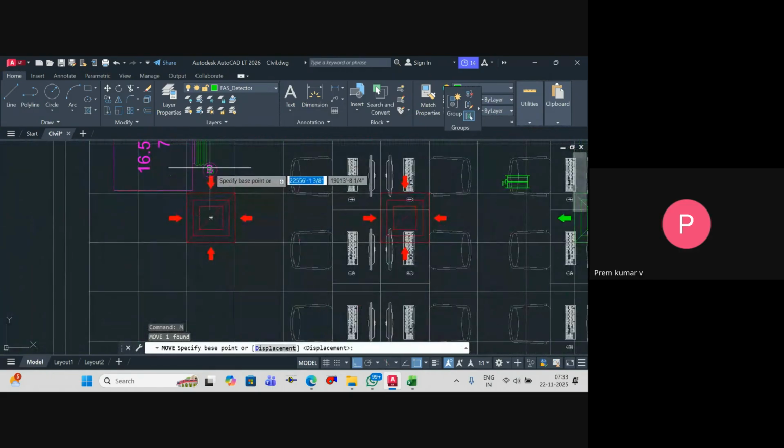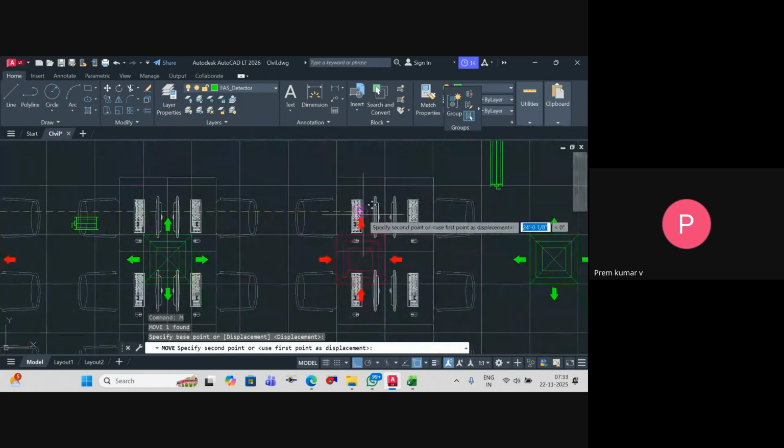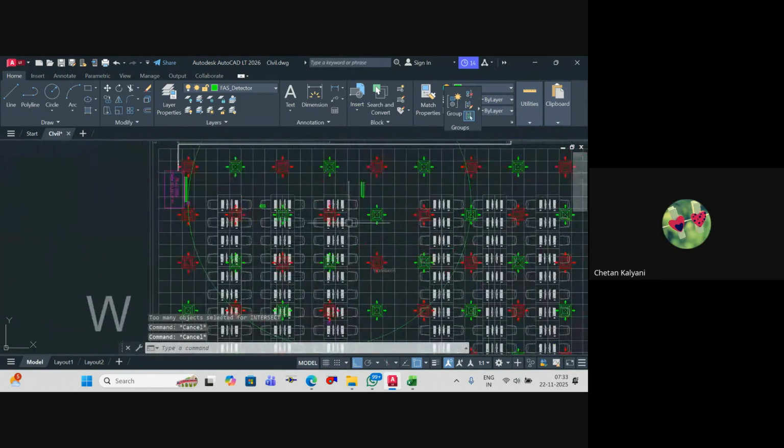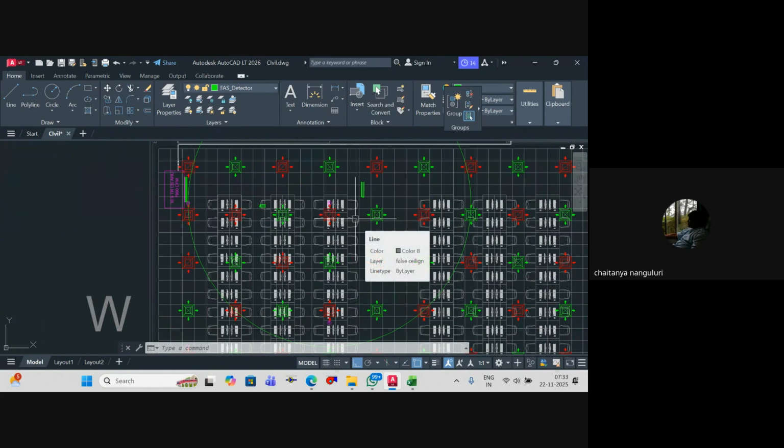Sir, but near this red one? There, that is the return air diffuser. Okay, there you can have it. Inside the return air, you can have it. It's only near the supply that you shouldn't have it. I've clearly said the rule. That's the reason, and it's even mentioned in the IS code. It should never be near the supply air grill.